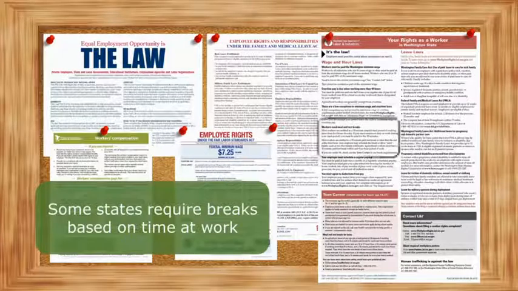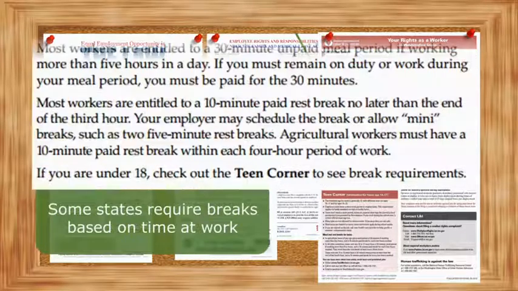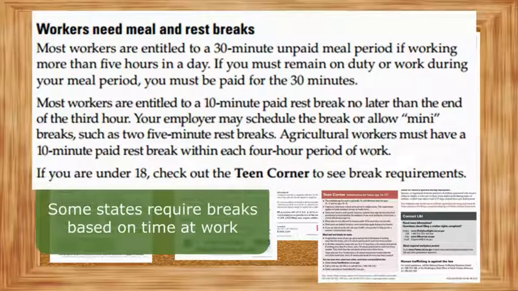So here's an example from Washington State, where employees are entitled to a 30-minute unpaid meal break if they work more than 5 hours in a day. And they're also entitled to a 10-minute break if they work for at least 3 hours. So these are state laws that you need to pay attention to as a manager.